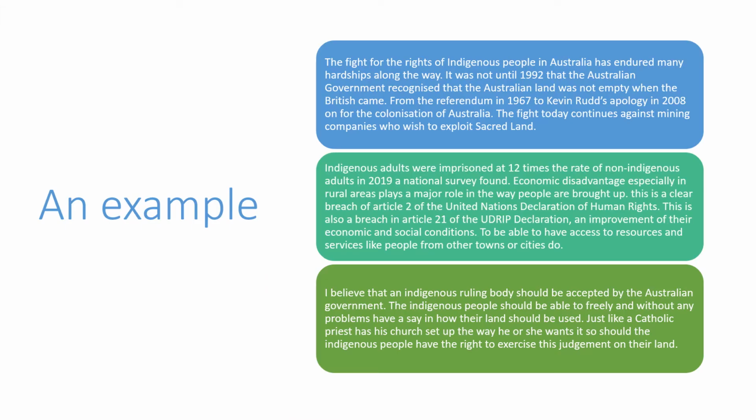So here is an example from a student in 3 clear paragraphs. The first paragraph talks about the fight for the rights of Indigenous people, referring to events that happened along the way. In the second paragraph, the student gives their opinion and refers to statistics, and also to the United Nations Declaration of Human Rights and to the Declaration on the Rights of Indigenous People.